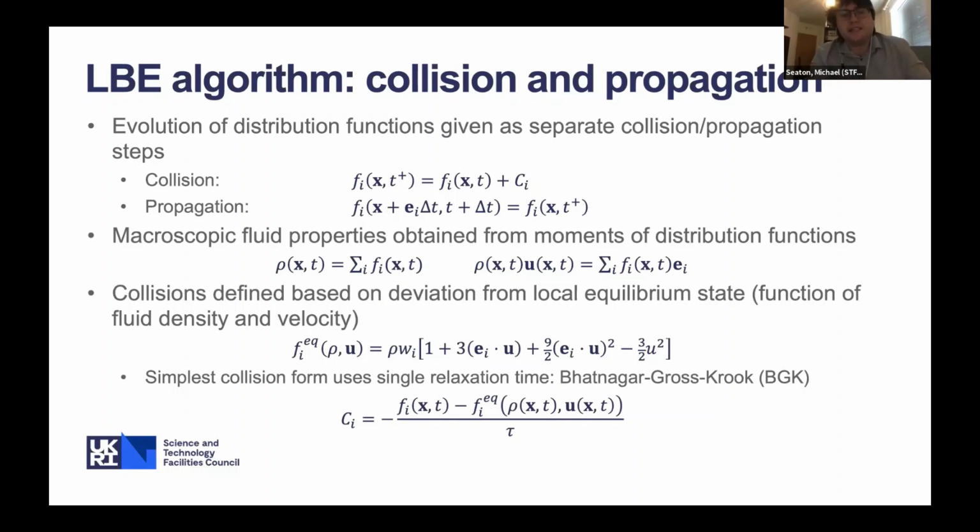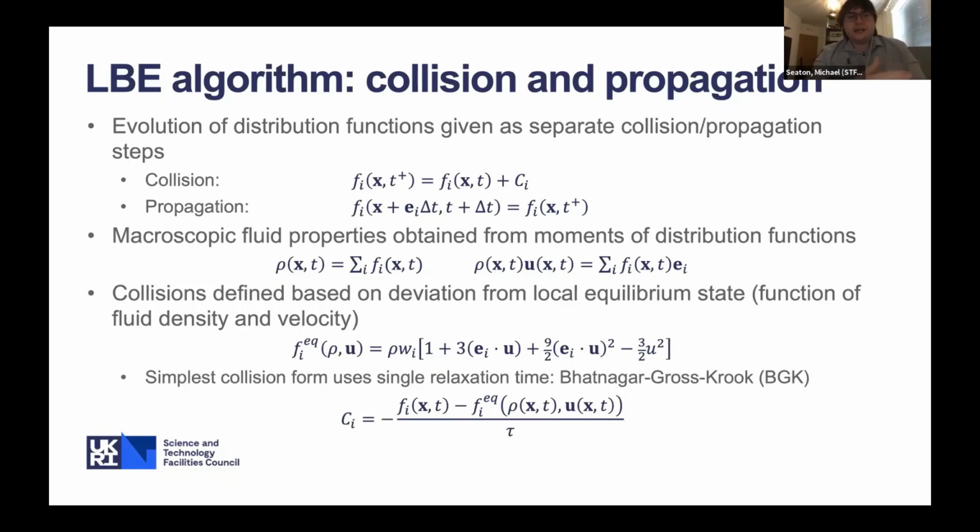So the collision is basically for each link's distribution function, we can apply what we could describe as a collision operator, C_i, and that gives us a distribution function just after the time we're currently on, so the time after collisions. And then for the propagation, we simply move that distribution function along the lattice link to the next grid point, and that takes us to the end of the time step.